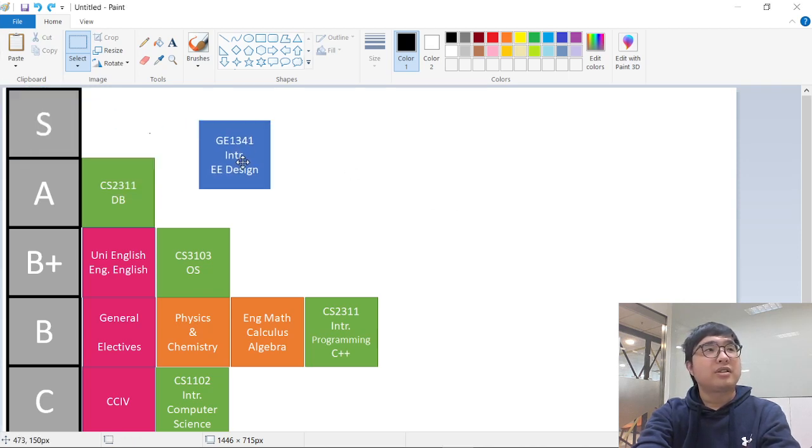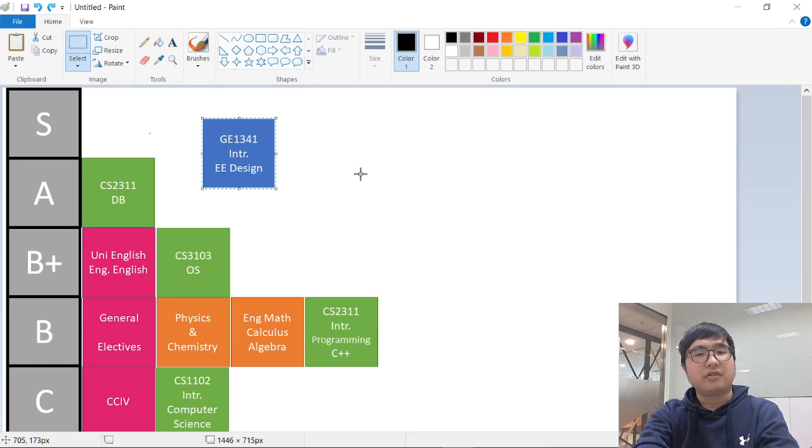Okay, so the first one is called GE 1341. It's called GE because it's a very easy course and people from other subjects can also take it. However, it's called Introduction to Electrical Engineering Design. It's a very solid course. You do have to play. You can play with Arduino, which is an entry level introduction to electrical engineering. You do get a main idea of how electrical engineering works.